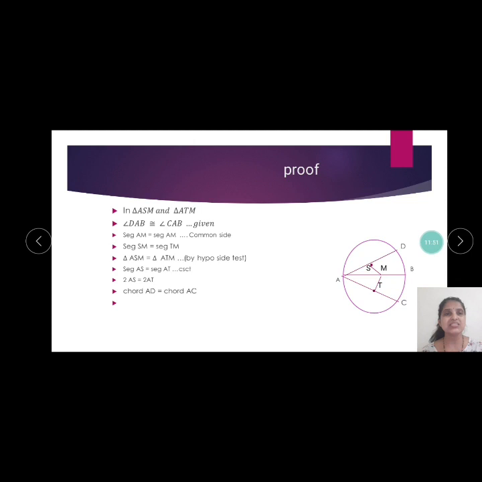A perpendicular drawn from the center to the chord bisects the chord. So half is given, and when we have to find the full, we have to double it, right? So therefore AD is equal to AC.